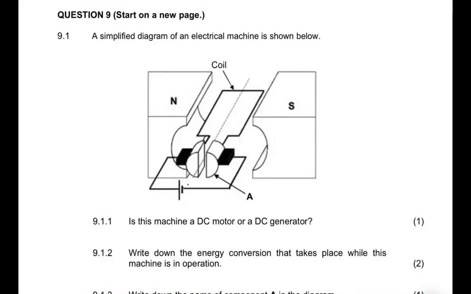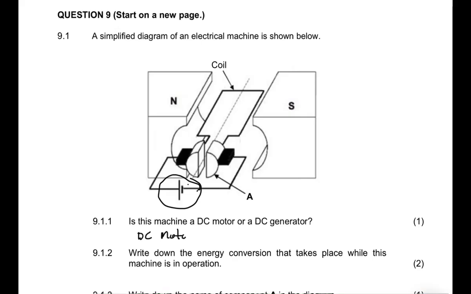A simplified diagram of an electrical machine is shown below. Is this machine a DC motor or a DC generator? This machine that we have here is a DC motor. Why am I saying so? We have a power source, so we're converting electrical energy to mechanical energy, and that's the energy conversion of a DC motor and an AC motor, right? So the answer for 9.1.1 is a DC motor.